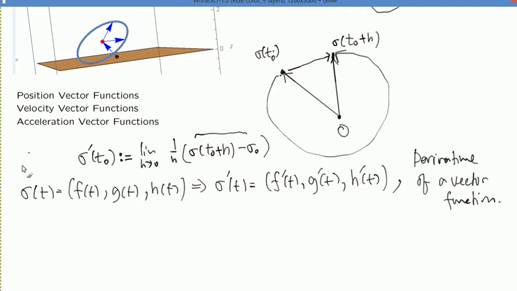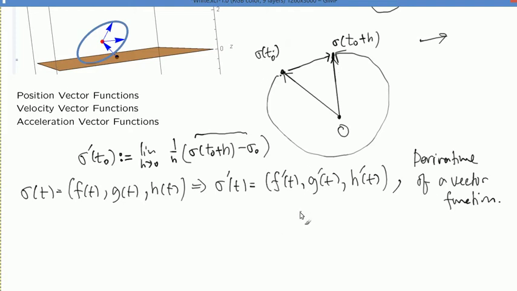But if your sigma t is a position function, what could be a good name for this sigma prime t? Velocity vector function, right? Velocity vector function, not velocity vector. A velocity vector would be just one vector there, right? So we recognize this as a velocity vector function at each time t. So that's their formal definition out of that.